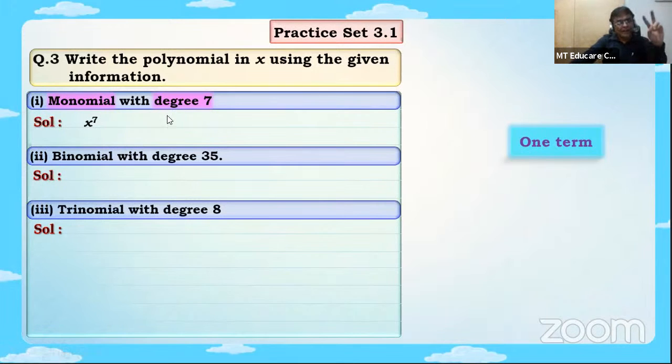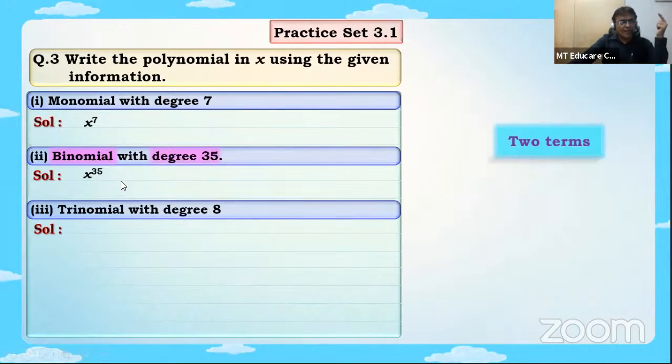Second one, binomial with degree 35. That means one of the terms should have power 35. Now tell me, binomial means how many terms? 2 terms. Very good. One of the terms should have power 35, so write anything for the other. But don't write 35. Write anything below 35: 34, 33, 32, 1, 0, anything.